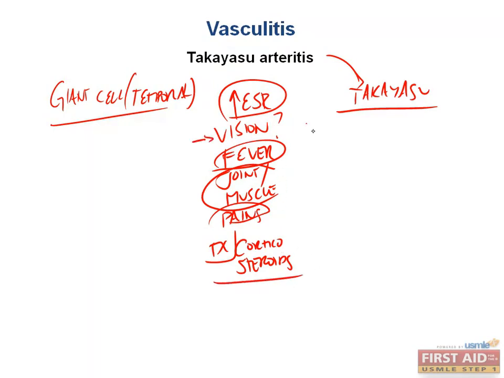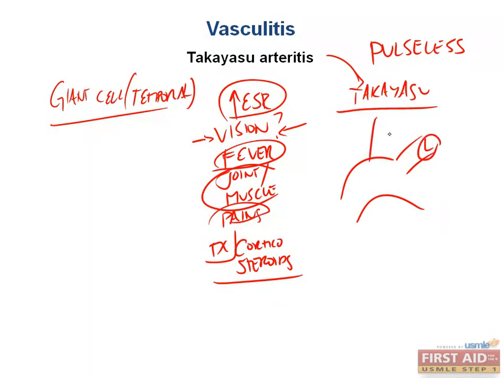And the vision disturbances again come from the fact that giant cell or temporal arteritis can involve the ophthalmic artery, and so can Takayasu. So what are the differences? Well, again, Takayasu is referred to as the pulseless disease, and these classically affect the branches of the aortic arch, which are the left subclavian, the common carotid, and then the right innominate. Remember, the right innominate gives rise to the right subclavian and the right common carotid, as opposed to this, which is just the left common carotid extending.